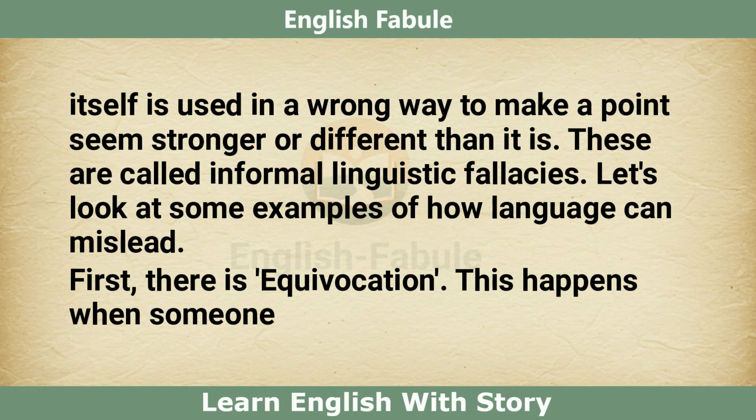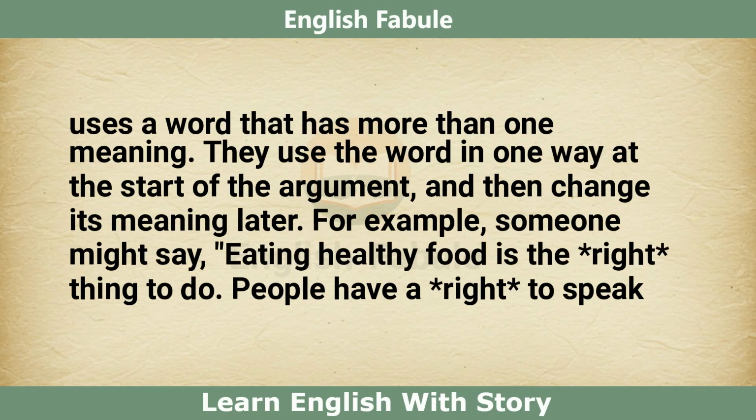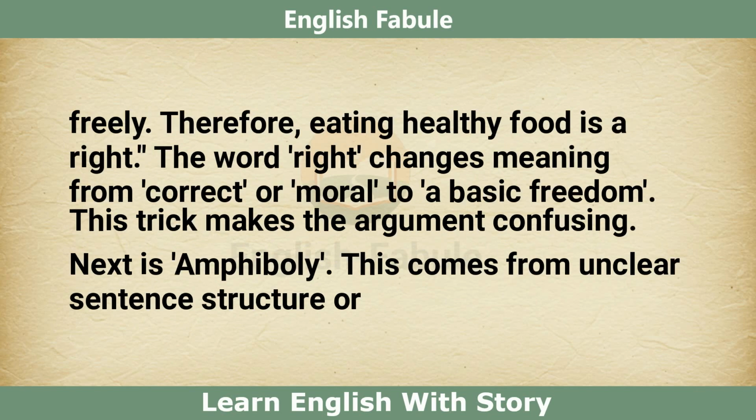First, there is equivocation. This happens when someone uses a word that has more than one meaning. They use the word in one way at the start of the argument and then change its meaning later. For example, someone might say, "Eating healthy food is the right thing to do. People have a right to speak freely. Therefore, eating healthy food is a right." The word right changes meaning from correct or moral to a basic freedom. This trick makes the argument confusing.